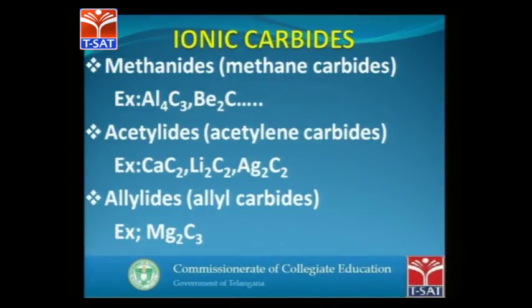We know very well this calcium carbide is used for artificial fruit ripening, along with lithium carbide and silver carbide. These on hydrolysis will give acetylene as one of the products. That is why they are called acetylides. Next, allylides: magnesium carbide on hydrolysis gives allyl. These types of carbides are called allylides.